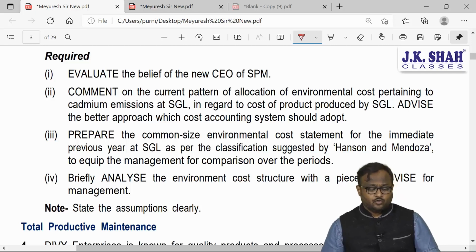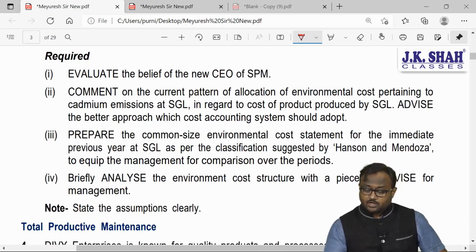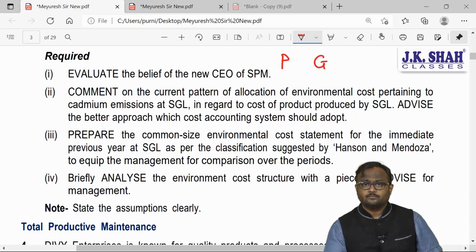आप एक काम कर सकते हो, you can find out cost drivers which are causing such emissions, which are causing such cost, and you can charge the cost to different segments based on cost drivers. अब SGL और SPM है, पेपर मैन्युफैक्चरिंग है, गैस मैन्युफैक्चरिंग है, आप cost drivers डिसाइड करो. Apply activity based costing. आपकी total cost will be divided by total cost drivers. You will get rate of cost driver. That rate of cost driver will be applied on the respective cost drivers of each division.